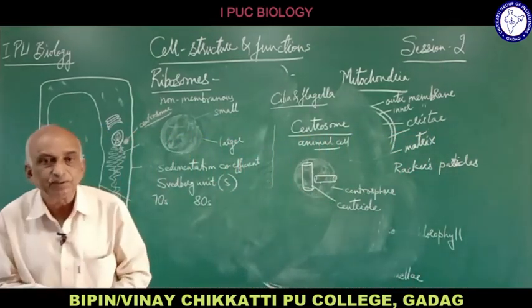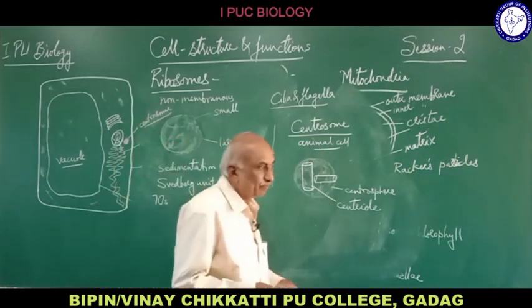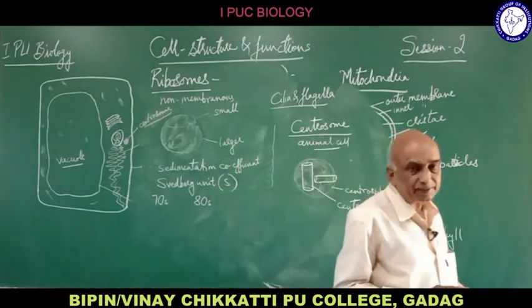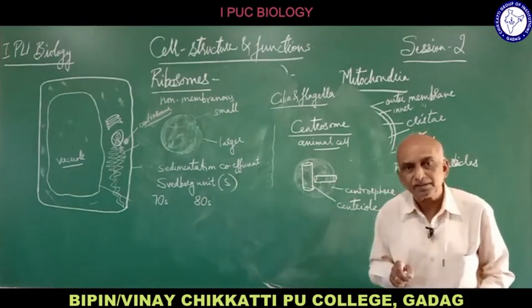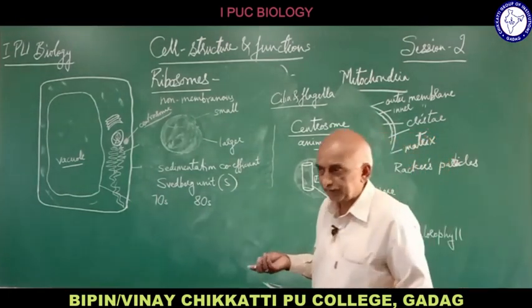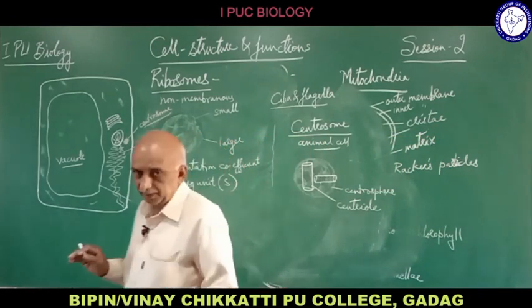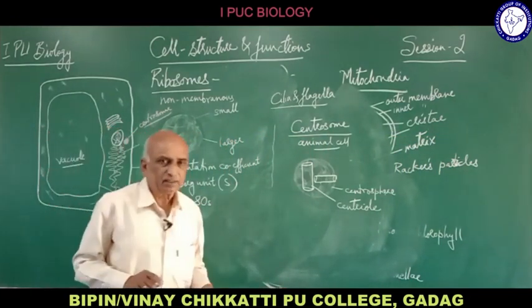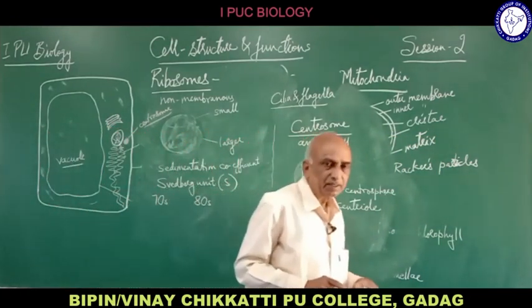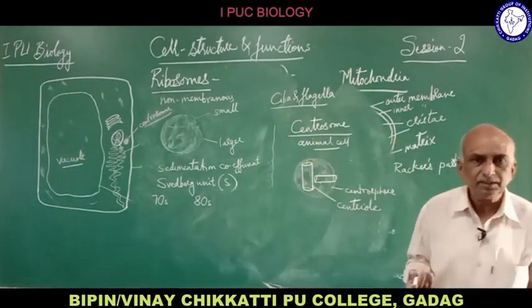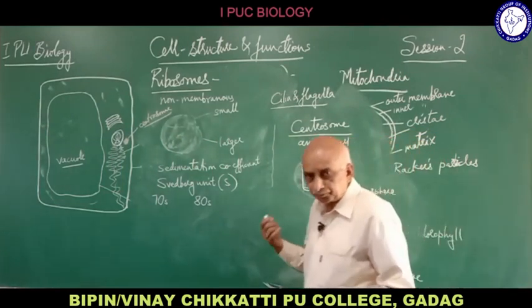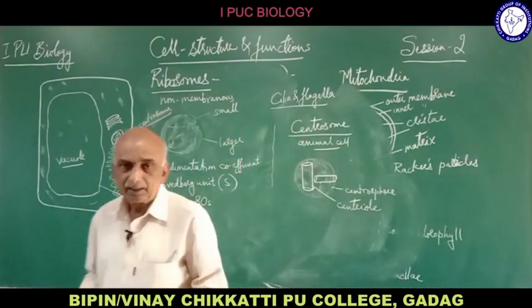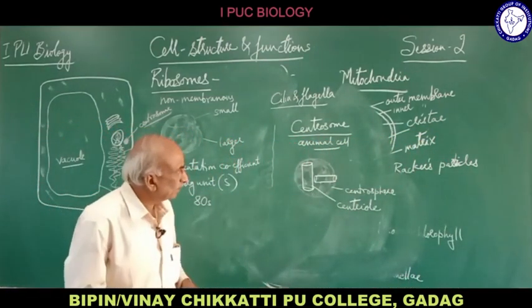So during cell division, what happens? The centrioles arrange at the polar ends of the cell, and when they arrange at the polar ends, they form asters and produce the spindle fibers and help in the cell division. But in plant cells, the centrosomes or centrioles are absent. The cytoplasm itself will produce the spindle fibers. So centrioles help in the formation of the mitotic apparatus during cell division.